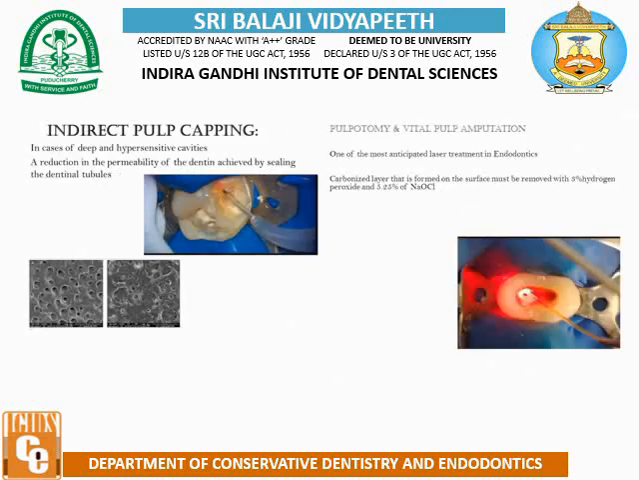Indirect pulp capping. In case of deep and hypersensitive cavities, a reduction in the permeability of the dentin is achieved by sealing the dentinal tubules. Pulpotomy and vital pulp amputation are among the most anticipated laser treatments in endodontics. The carbonized layer that is formed on the surface must be removed with 3% hydrogen peroxide and 3.23% sodium chloride.